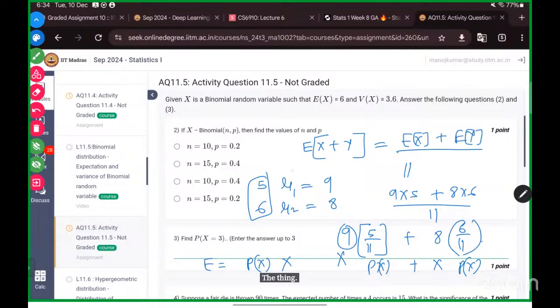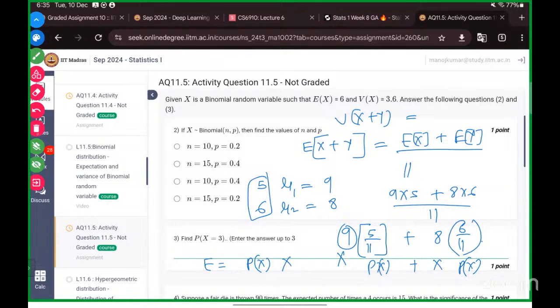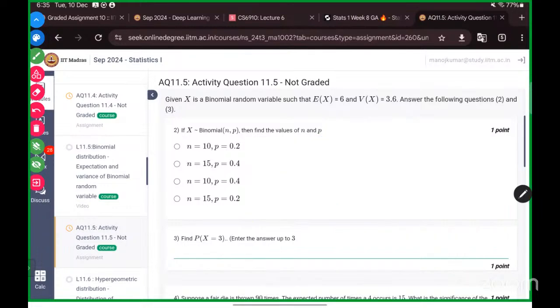Expectation, right? Variance also has it if they are independent events. If x and y are not independent random variables, then you can't do it. So x and y have to be independent, then you can sum them up. Okay, sir, thank you, got it.